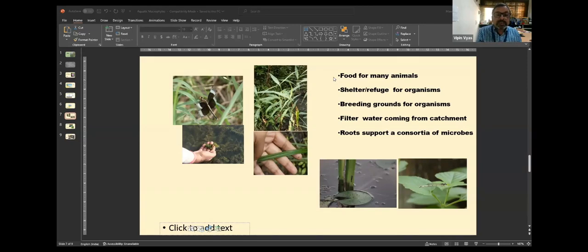So these are some of the important roles of macrophytes in the ecosystem.